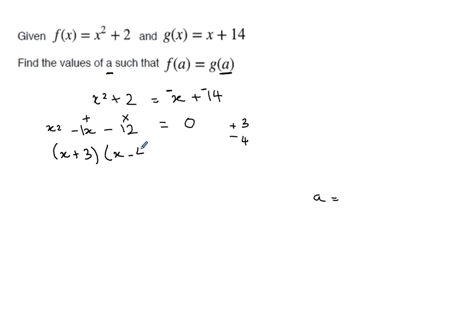x plus 3 equals 0, x minus 4 equals 0. So that means x could be -3 or x equals 4. So a would be -3 or a equals 4. All right, wasn't that simple? Okay, now we're okay with the basics.